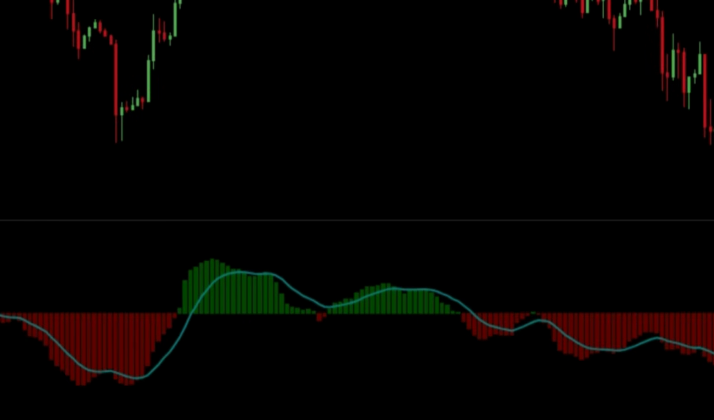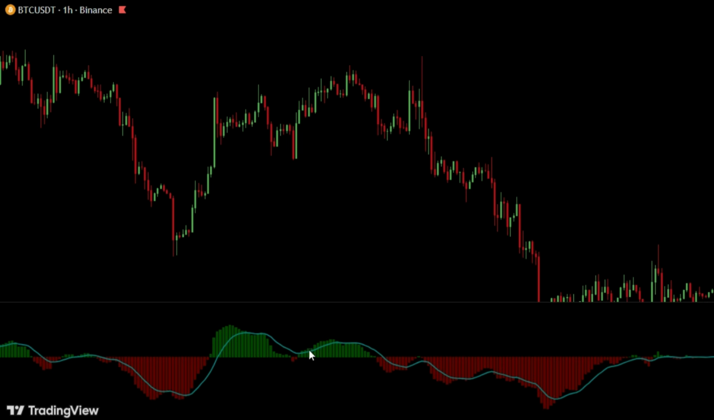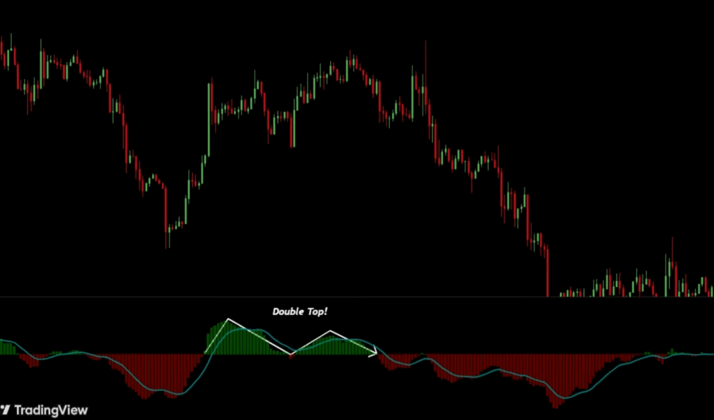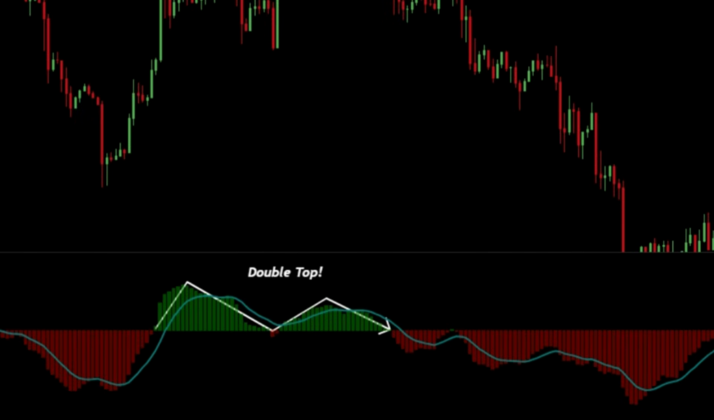Take a look at these green histograms. What do you notice? The histograms move higher, pull back toward the MACD midline, and then push higher again, creating two peaks. It just looks like an ordinary double top chart pattern. Price action traders have been using patterns just like this for years. From what I've observed, the same patterns can form on the MACD histograms and provide potential reversal signals.